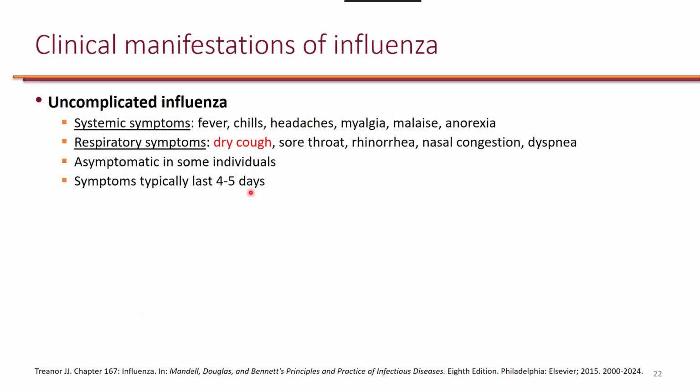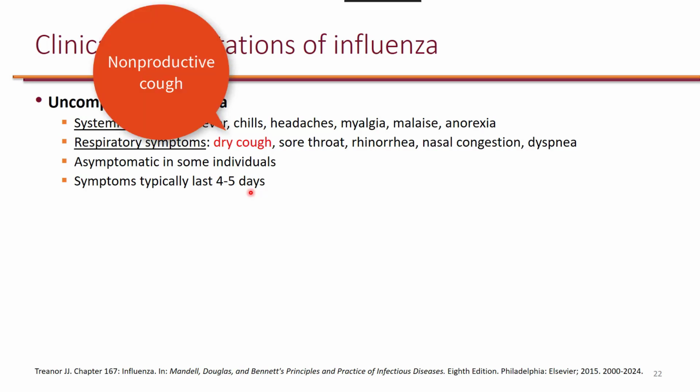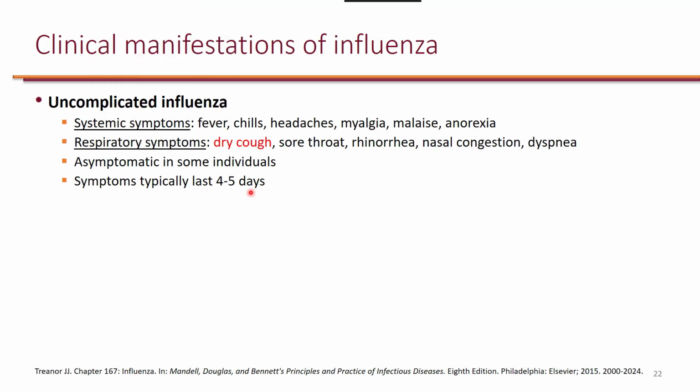Now let's take a look at clinical manifestations of influenza. Patients with uncomplicated influenza typically have fever, chills, headache, myalgia, malaise, and anorexia, which are very non-specific. Now, in order to distinguish influenza from pneumonia, it's important to note that people with influenza have dry cough, so there is no sputum production. And some individuals can even be asymptomatic. And in uncomplicated influenza, symptoms typically last 4 to 5 days.